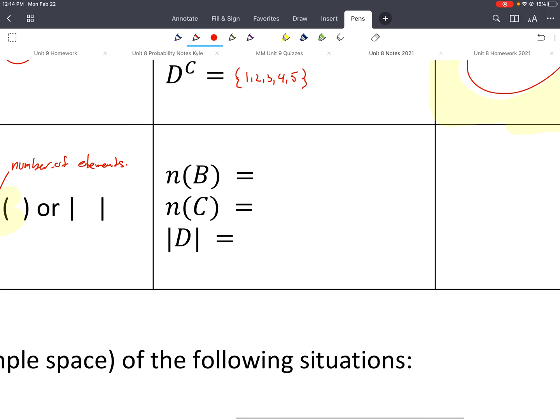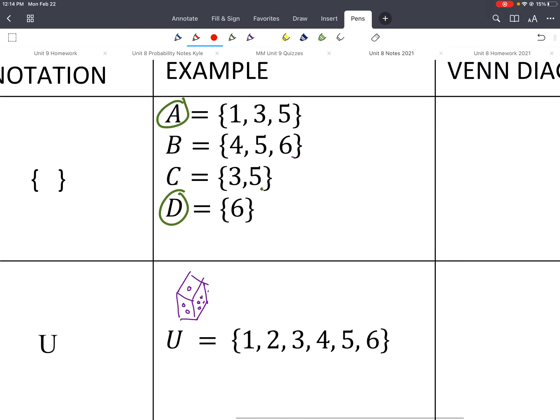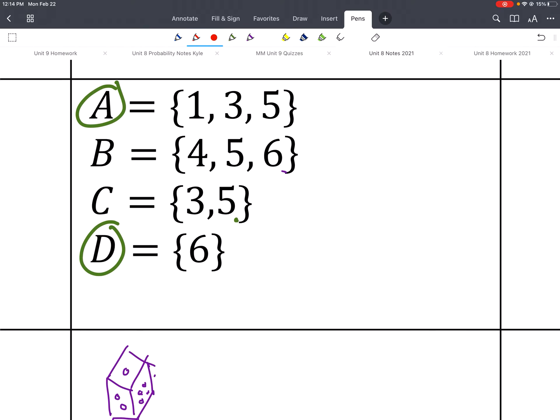All right, so n, the number of elements in B, well, let's go see what B is. It has 4, 5, and 6, so how many elements are there? n of B would be 3, because there are 3 elements in there. What would be n of C? Well, we have 2 things, so that would be 2.